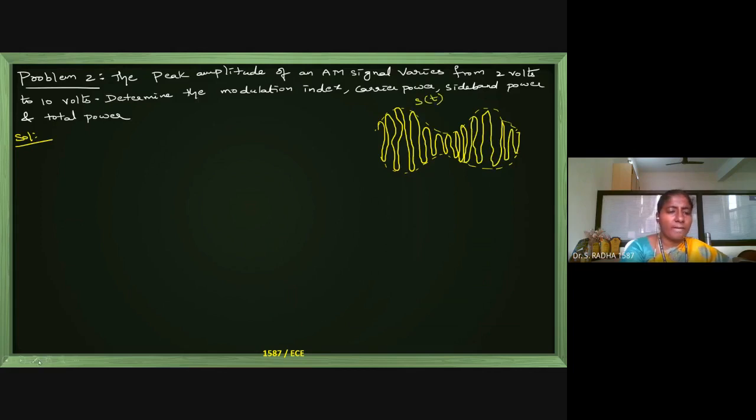And from here, the maximum and minimum. Okay, so here is the center line. On the positive side, you take the maximum. This is V max. And minimum height, this is V min. Modulation index is nothing but V max minus V min divided by V max plus V min.